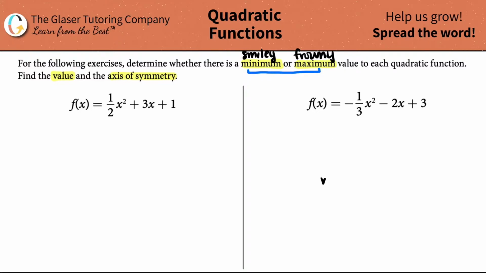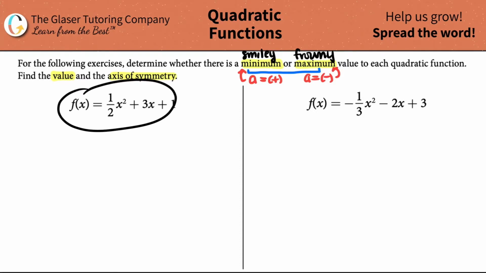Now, how do I know whether this is frowning or smiling? The answer lies in the a value of your quadratic function. If your a value is positive, positive goes with smiling. If you're positive, you're smiling. You would have a minimum. And if your a value is negative, it's frowning, you would have a max value. So that breaks that down. So let's just quickly run through if we had a min or a max for both of them, because we can kind of grab them in one shot.